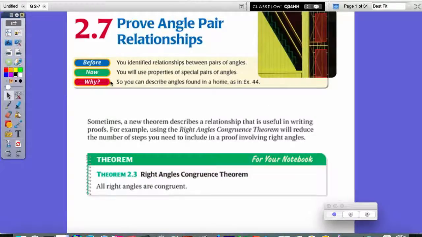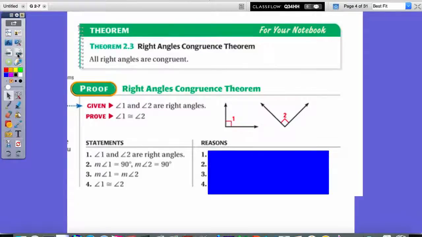Lesson 2.7, we're going to prove angle pair relationships. So we're going to be dealing with proofs and some topics that we've actually discussed in class where now we're going to put some theorems to them. So first of all, we're going to have the right angle congruence theorem. It would make sense that the right angle congruence theorem tells us that all right angles are congruent.